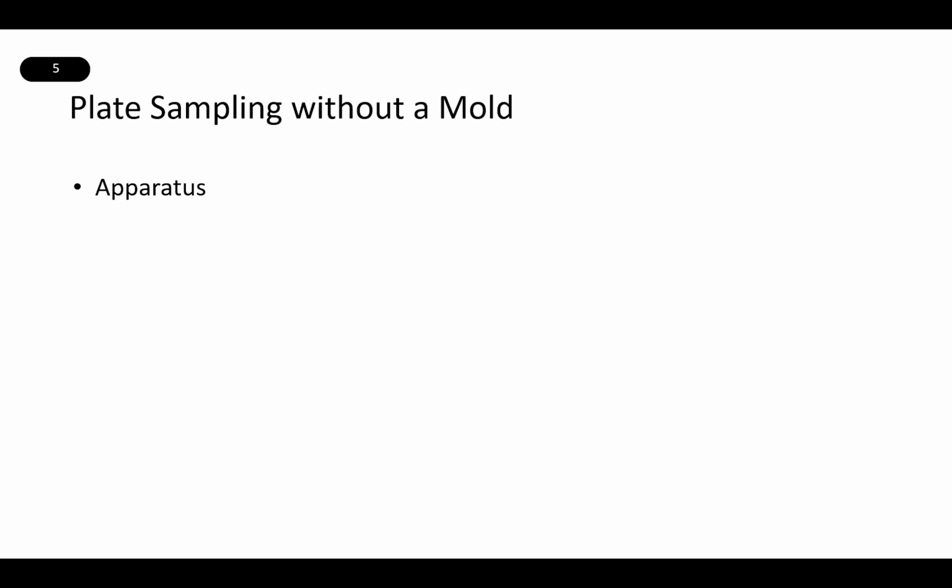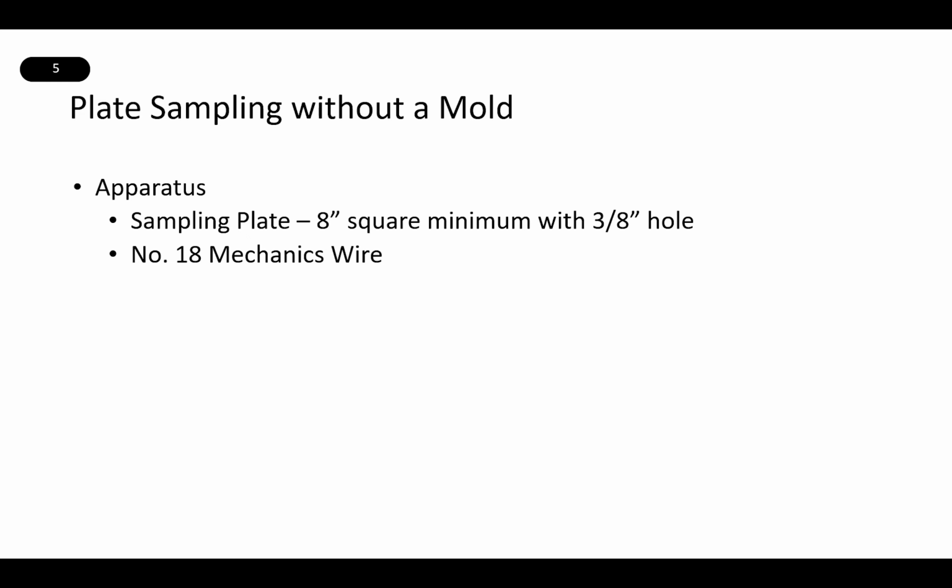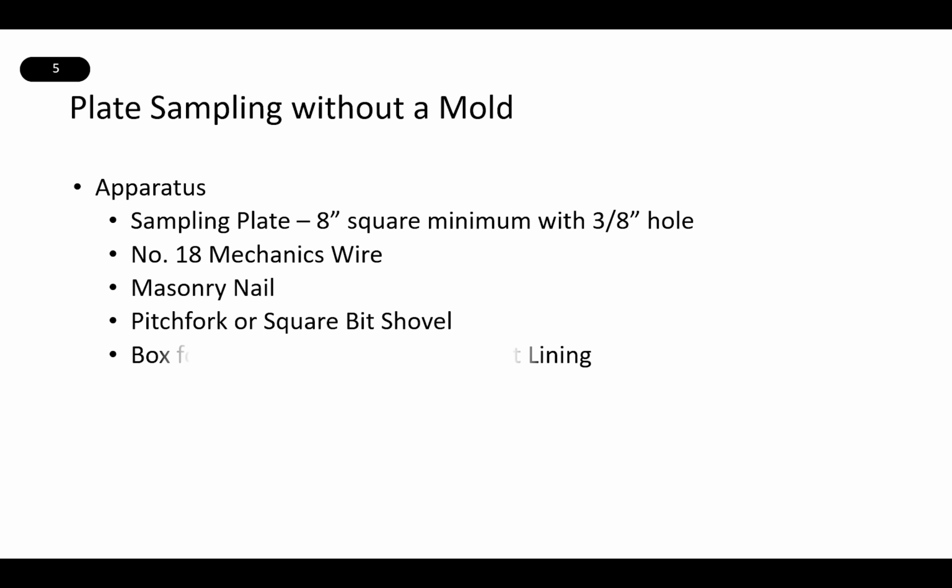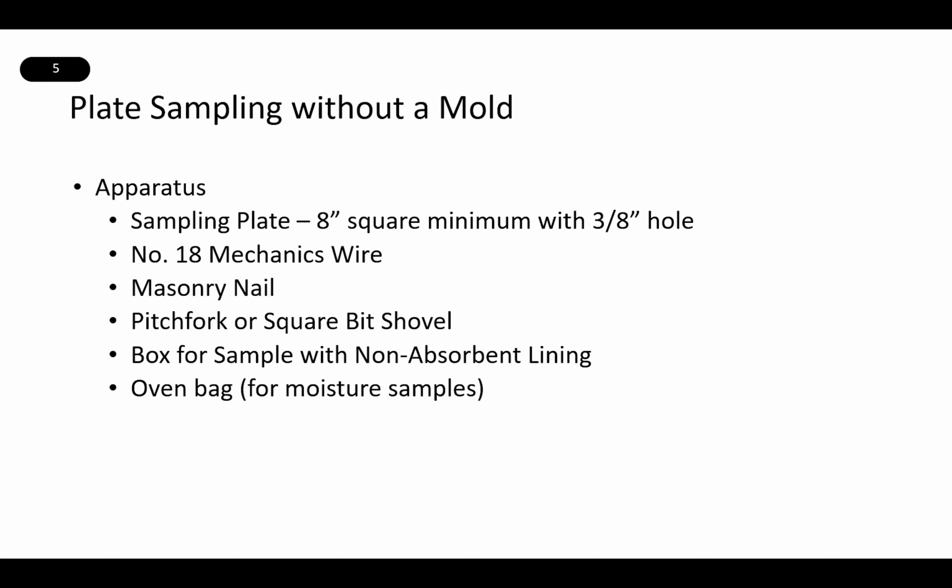Plate sampling without a mold apparatus. You need a sampling plate, which is an 8-inch square minimum with 3 8-inch holes, number 18 mechanic wire, a masonry nail, a pitchfork or square bit shovel, boxes for sampling with non-absorbent lining, and oven bags. You are going to use the nail to hold the plate sample in place. The wire is used to find the plate samples, and the shovel is used to lift up the sampling plates.